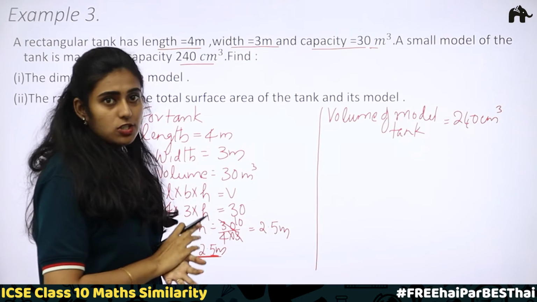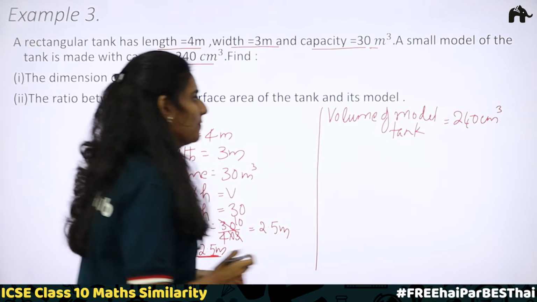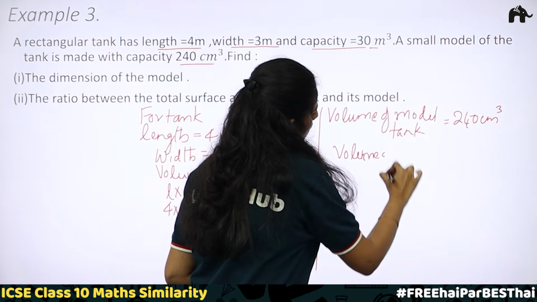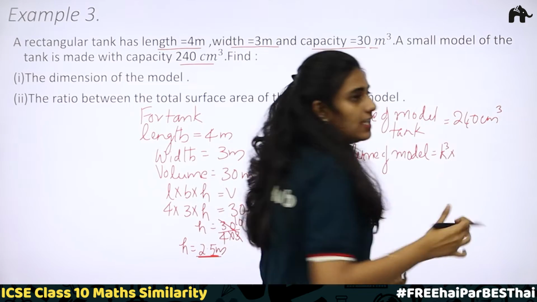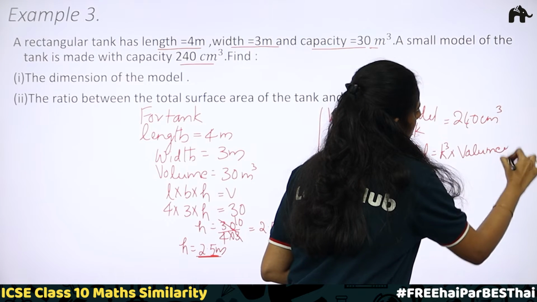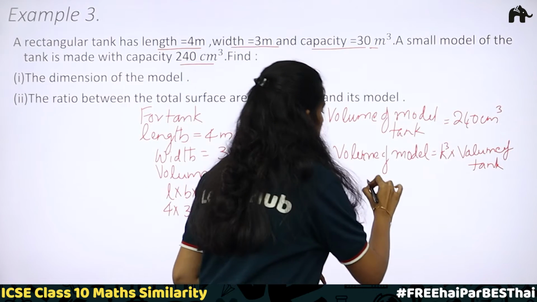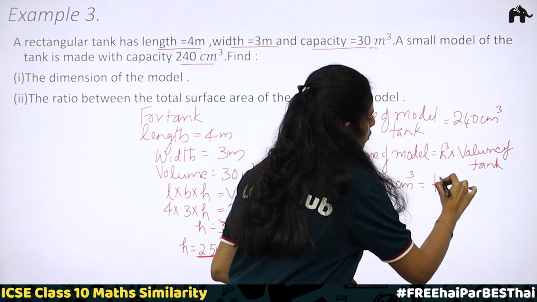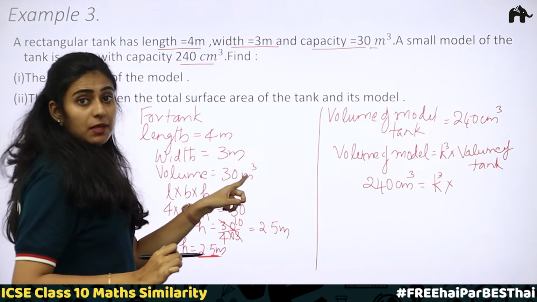In order to find the dimension of model, first we need to find the scale factor. How to find scale factor in this case? We have volume of model is equal to k cube into, in this case the object is a tank, therefore k cube into volume of tank. Okay, volume of model is given, which is 240 centimeter cube, is equal to k cube into volume of tank. Volume of tank also is known, that is 30 meter cube.